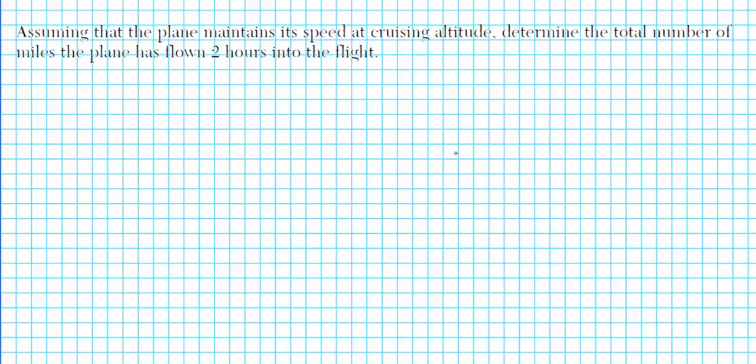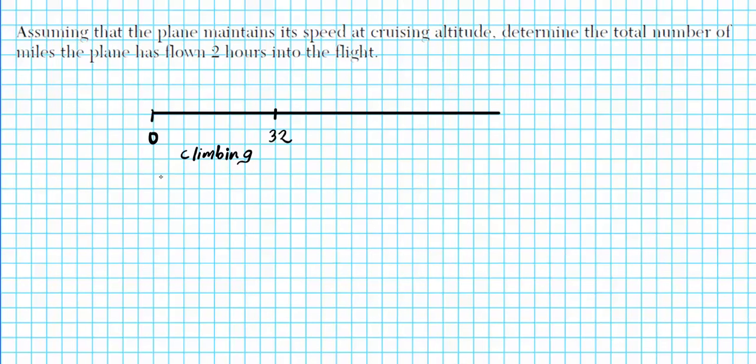Let's take a look at the third part of question 35. It says, assuming the plane maintains its speed at cruising altitude, determine the total number of miles, that's distance, the plane has flown 2 hours into the flight. Let's draw a number line right here. Remember what happens with this plane. You have the climbing interval, which is 32 minutes. So from 0 to 32, it's climbing.